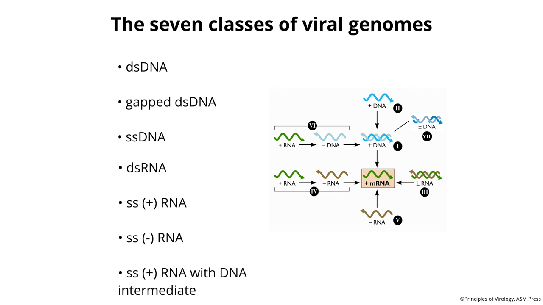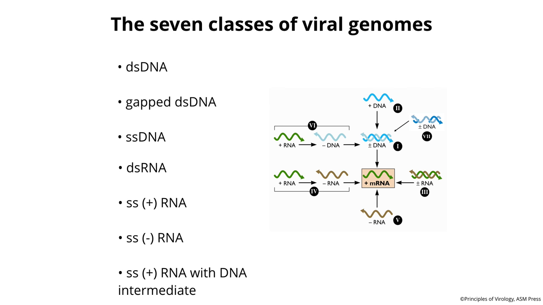So again, these are viruses with different kinds of genomes in them. In a family of viruses, they all have the same kind of genome. It doesn't vary within the family. So the kind of genome is characteristic of the virus. We have double-stranded DNA, and we have gapped double-stranded DNA, the hepadnaviruses, and we have single-stranded DNA. And that's it for DNA. Pretty simple: double-strand, gapped, and single-strand.